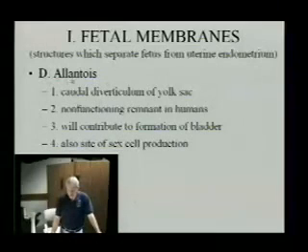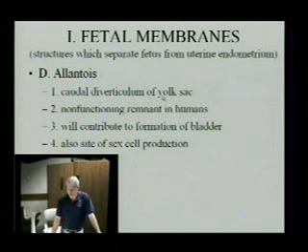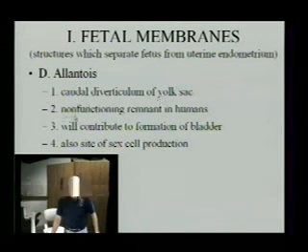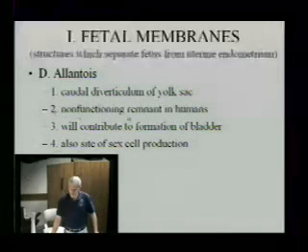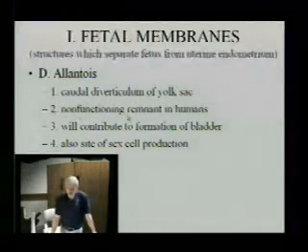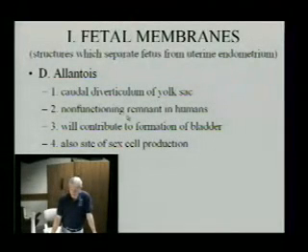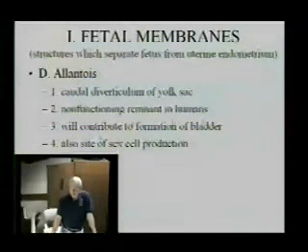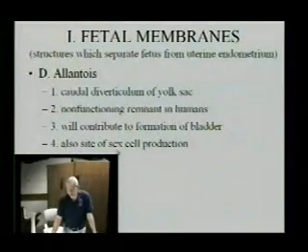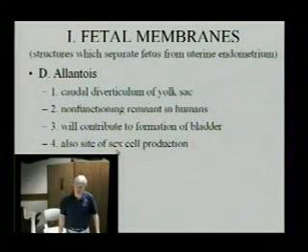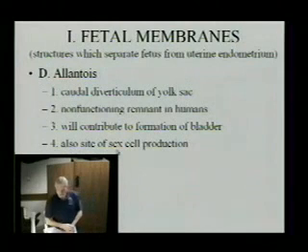The allantois is a very interesting structure. It is a caudal diverticulum of the yolk sac, and it becomes a non-functioning remnant in humans, but it can cause some clinical problems if it persists to a great extent. It will contribute to the formation of the bladder, and it is also the site of those very early primordial gametogenic cells.